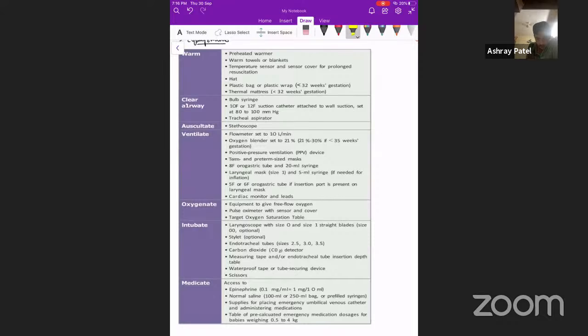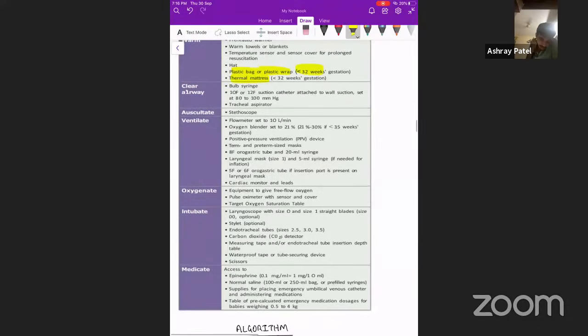Whatever is important for MCQ, I'll just highlight. One is a plastic wrap to prevent hypothermia, to prevent the evaporation of heat from a preterm baby. We'll have to use it when the gestational age is less than 32 weeks. And the same is for a thermal mattress as well.